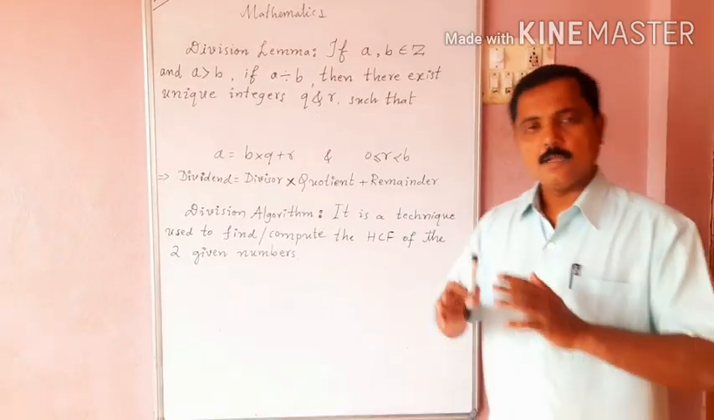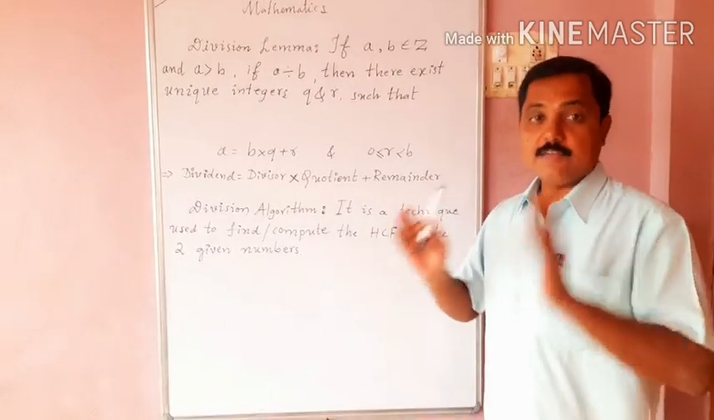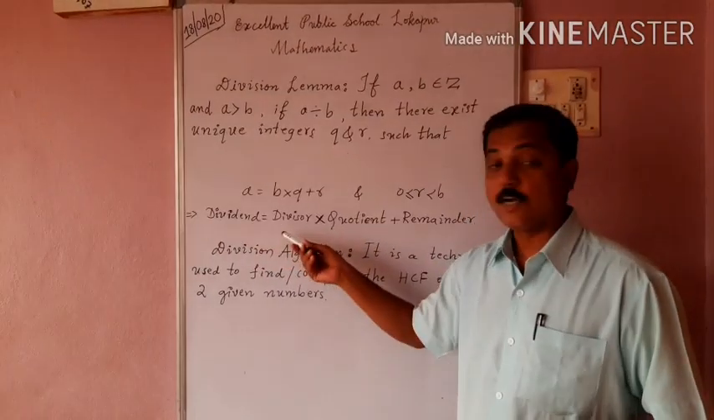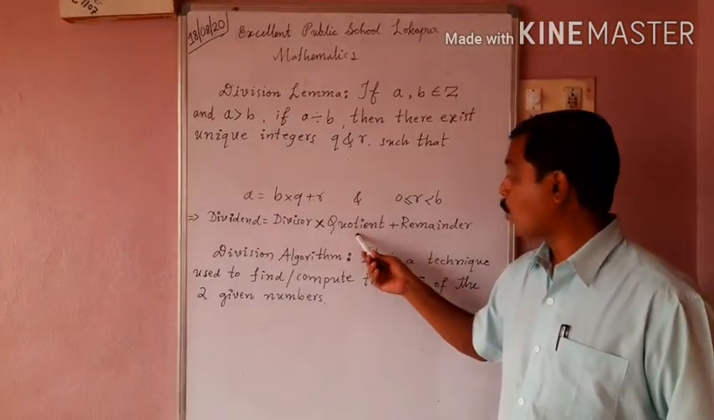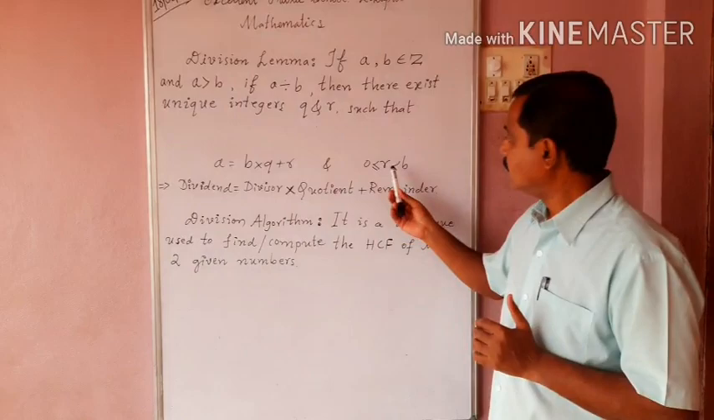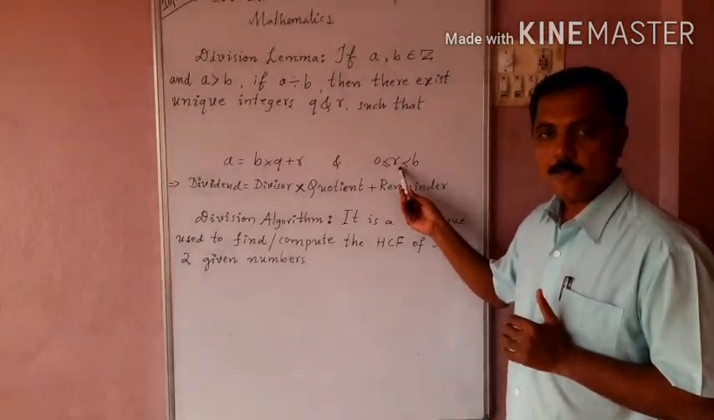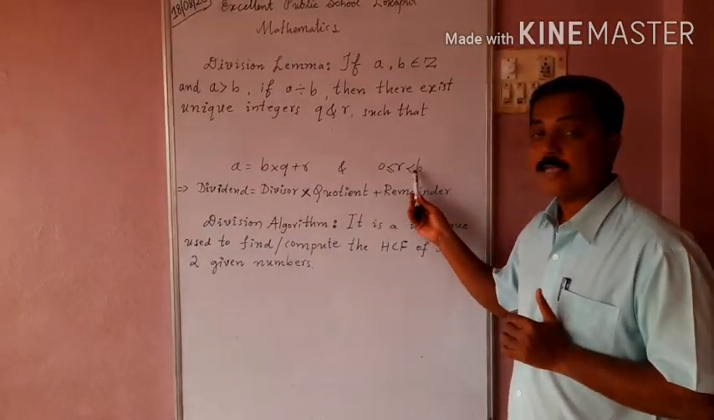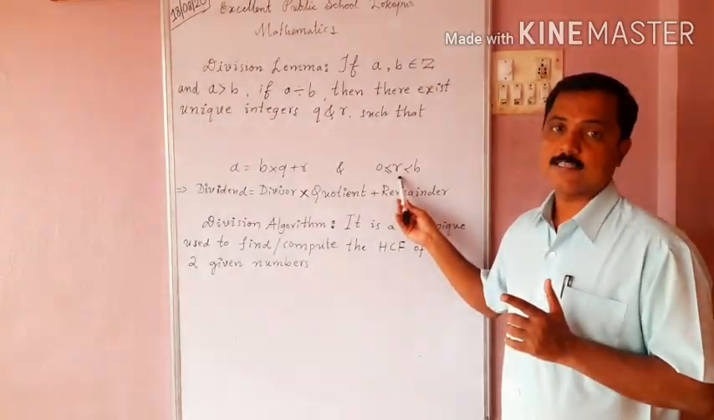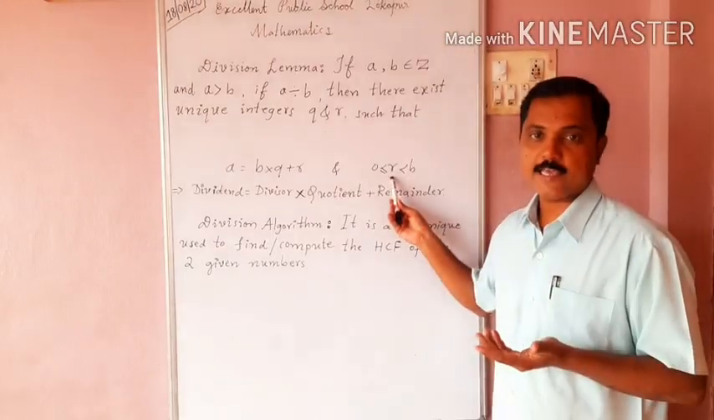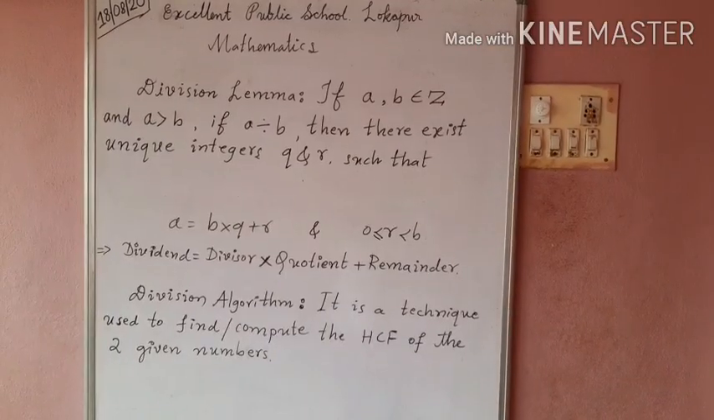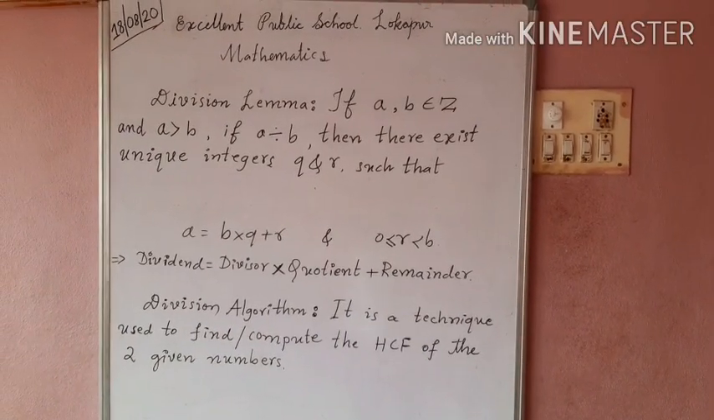That is, for any division, dividend is equal to divisor into quotient plus remainder. The remainder is equal to 0 or greater than 0, but remainder is always less than the divisor. This is what we are going to see in this session. Please look at the board, children.